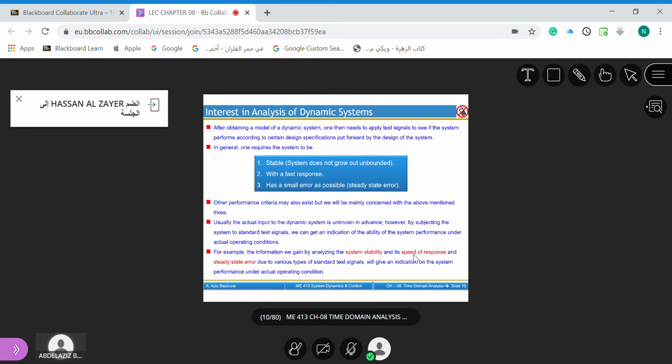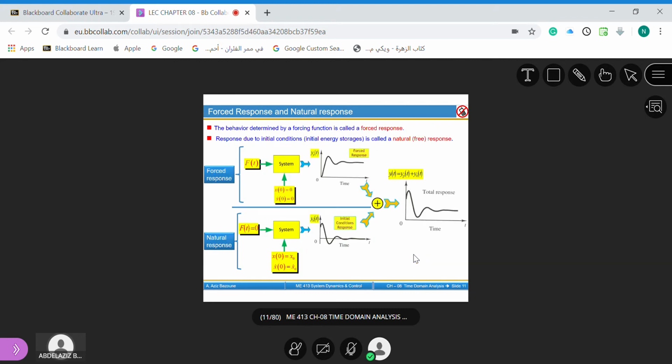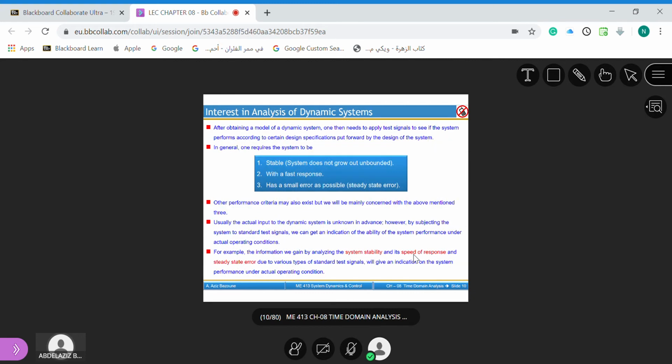When we obtain a model for a dynamic system, we need to apply some test signal to see if the system performs according to certain design specifications. In general, we require that the system be stable. We want the system to be fast, and we want the steady state error to be small. So, Shabab, what do we want?